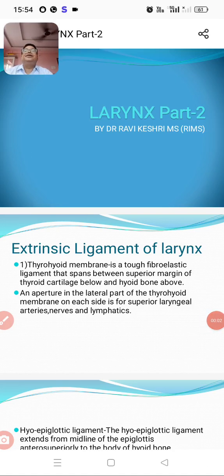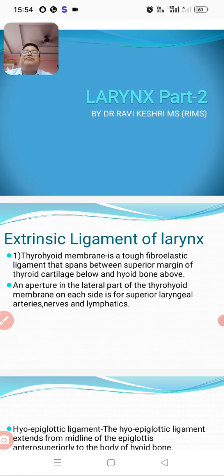Hello everyone. In the previous section on the larynx, I discussed the different cartilages of the larynx. Some cartilages are paired and some are unpaired. And in this section, I will discuss the ligaments of the larynx, the extrinsic ligaments and the intrinsic ligaments of the larynx.